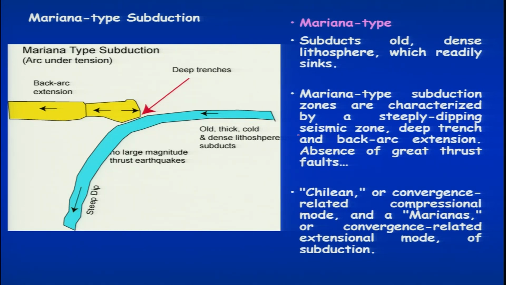Okay. So we'll have the absence of great earthquakes, whereas in the other one, the Chilean one, we will have the presence of greater thrust faults and earthquakes also. And the best example of the Chilean type subduction zone, in terms of earthquakes, is the 1960 Chilean earthquake with magnitude 9.5.